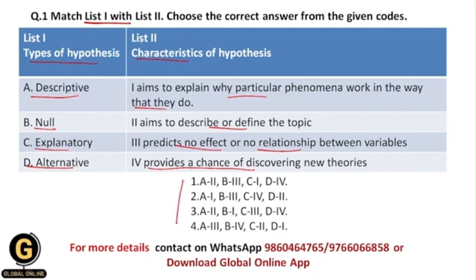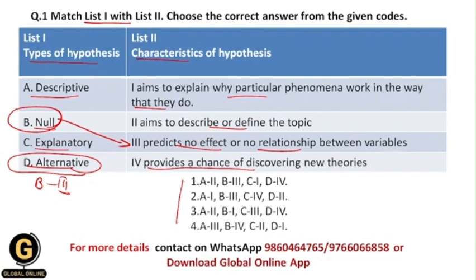So students, as we have seen in earlier videos, null hypothesis means it's a statement which predicts that there is no effect or there is no relationship between the variables, and that's why null hypothesis will match with option 3 over here. Okay, B will go for 3. Then now let us see alternative hypothesis. So alternative hypothesis is exactly opposite to null hypothesis.